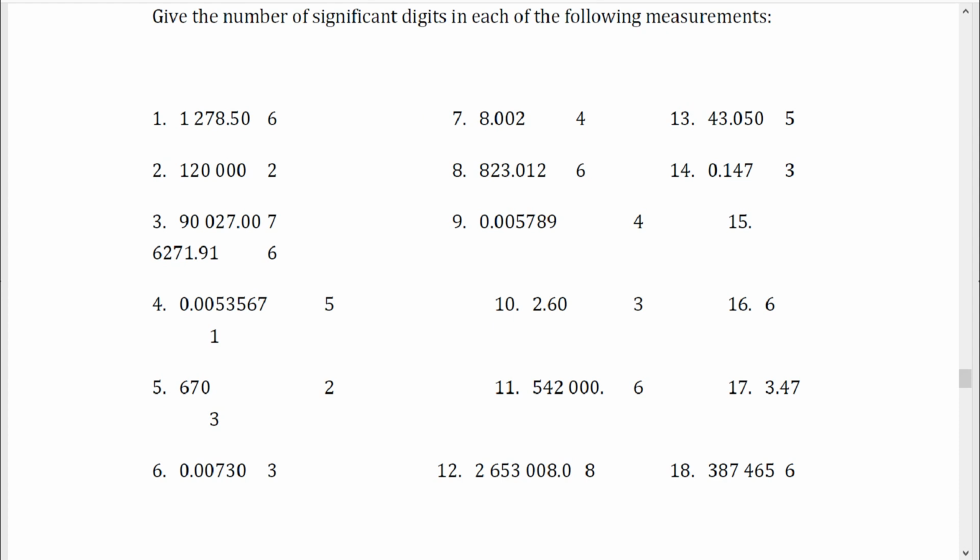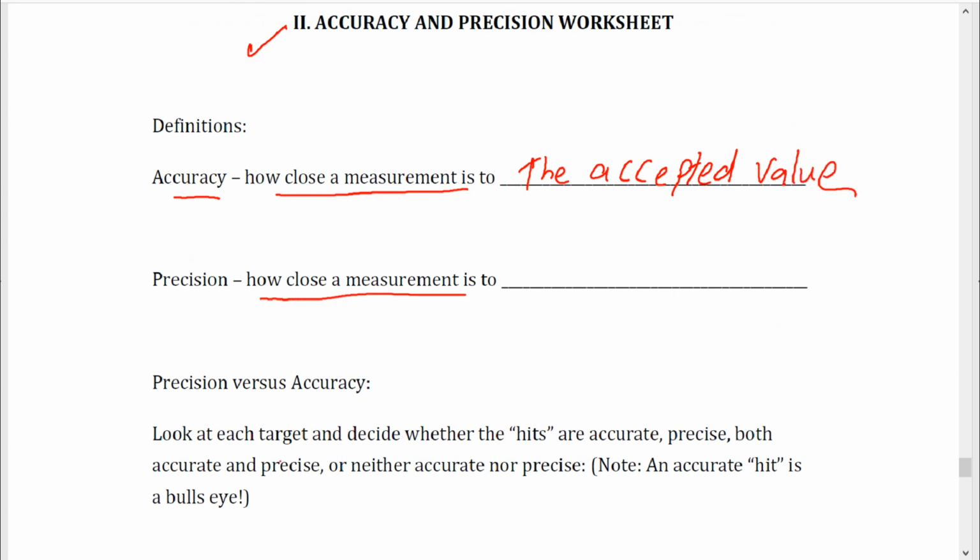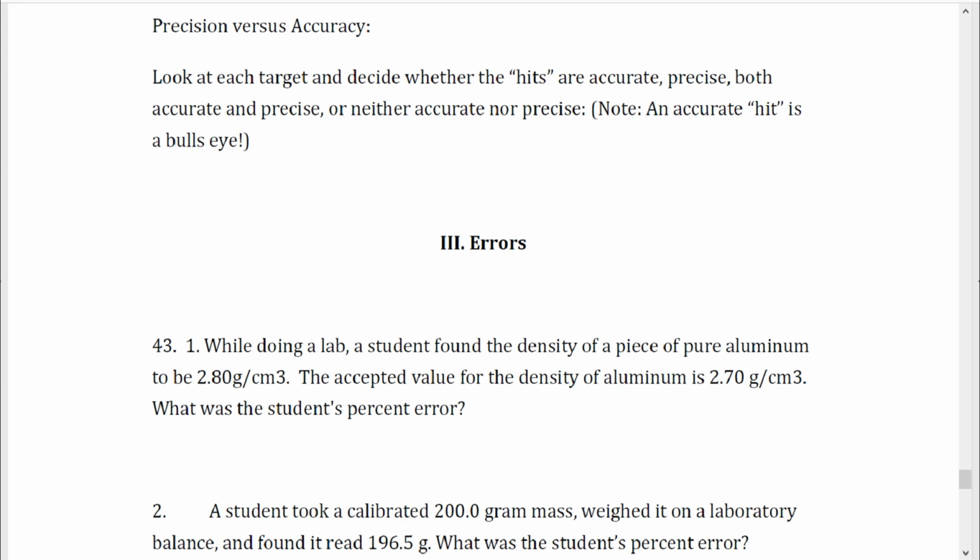Okay, here are all the answers for the previous questions. Let's go to the next part of our revision sheet, which is about accuracy and precision. Accuracy is how close a measurement is to the correct answer or to the accepted value, while precision is how close measurements are to each other. Look at each target and decide whether the hits are accurate, precise, or both.